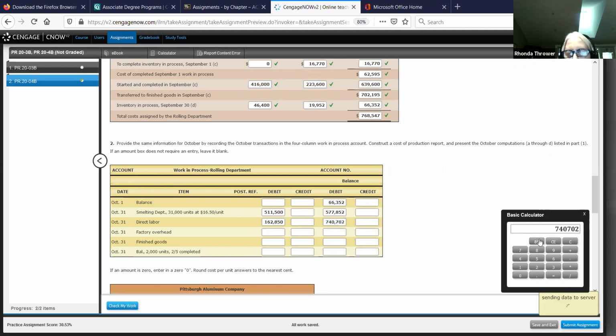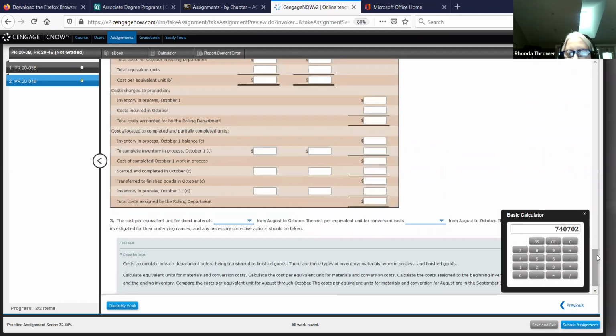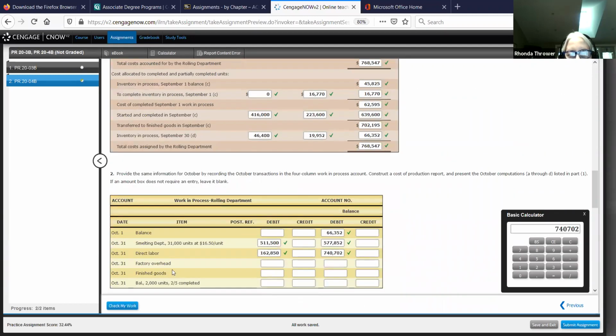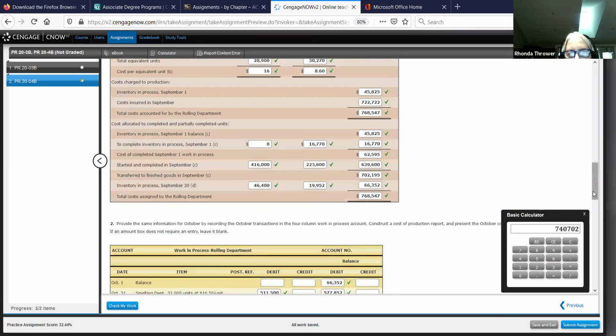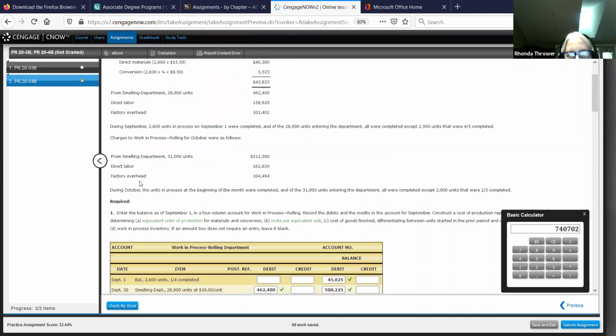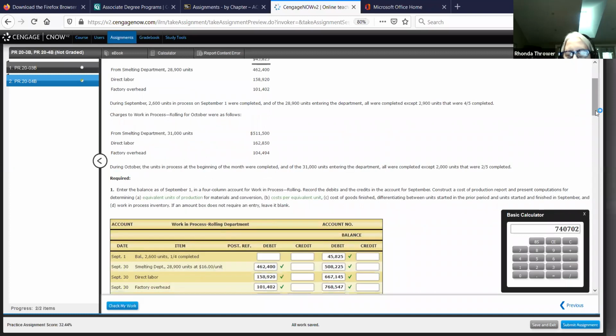And I'm going to check my work just to make sure my math is correct so far. And then we're going to add in our factory overhead that was given. The factory overhead, make sure you're in October, is 104,494.